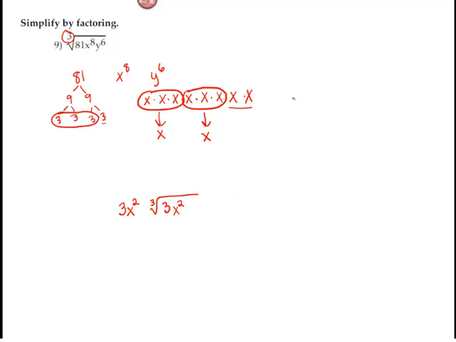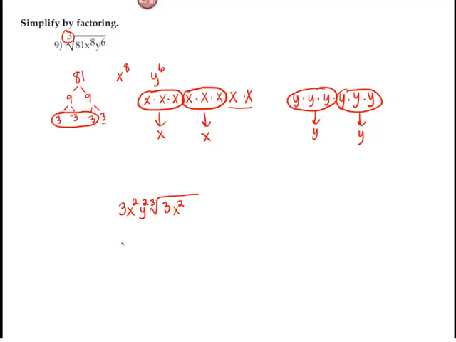Y to the 6, we're going to do the same way. We're going to write out y 6 times. And we're going to say there's a trio here, which puts a y on the outside. There's a trio here, which puts a y on the outside. So on the outside, we have y squared. On the inside, we don't actually have any y's because there were no y's left over.